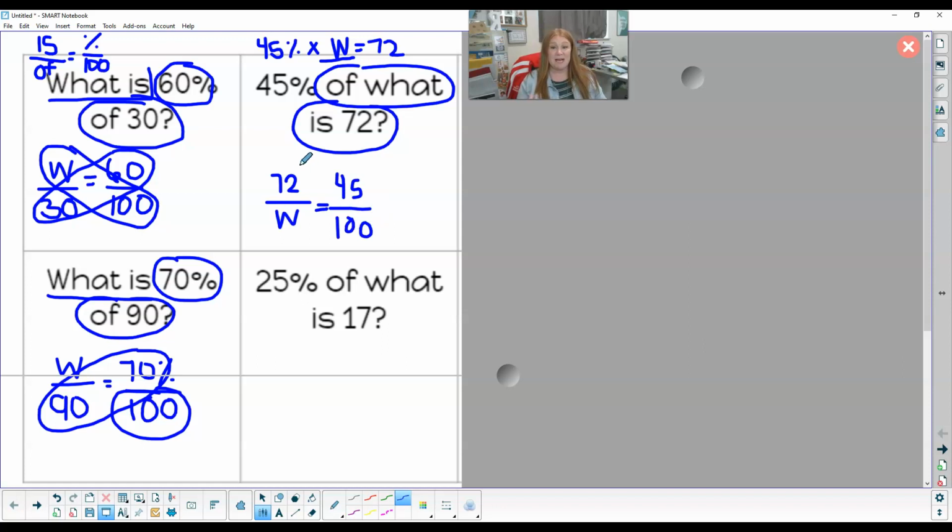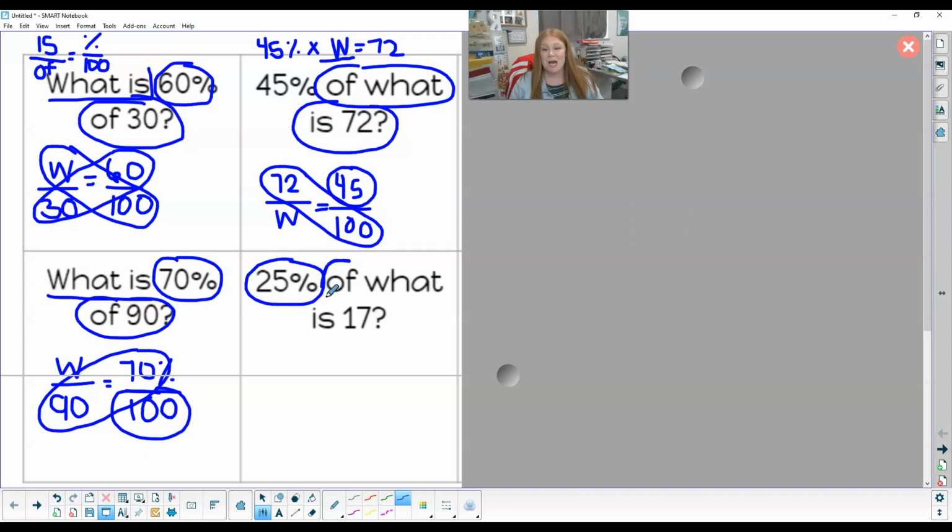I can ask myself how to get from 72 to 45, but I do not know that off the top of my head. So I'm going to cross multiply 72 times 100, and then I'm going to divide it by 45. So I'm making that new problem be 45W, but I need to get W alone, so I divide both sides by 45. 72 times 100 divided by 45.